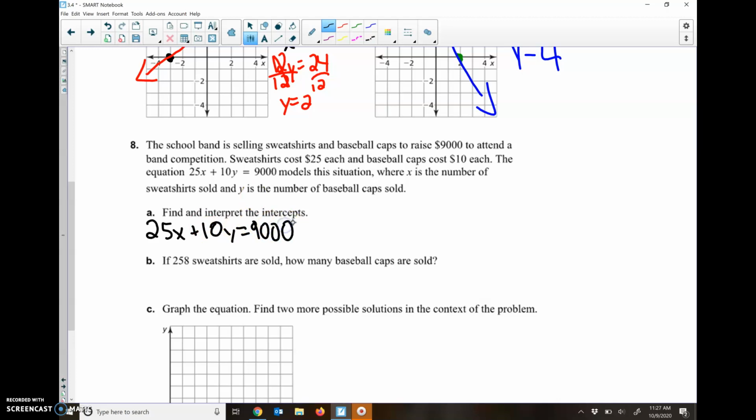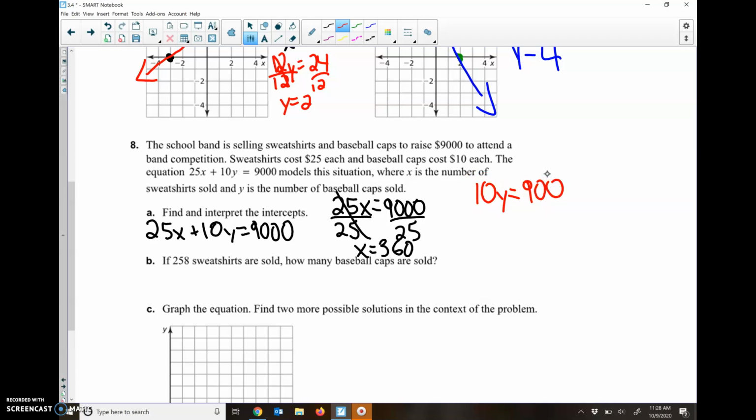Okay, let's find the max number of sweatshirts I can sell first. So I'm going to get rid of that 10y. So I'm going to do 25x equals 9,000. Divide each side by 25, and I figure out my x-intercept is 360. So I could have sold possibly, not likely, 360 sweatshirts, and that gave me the 9,000.